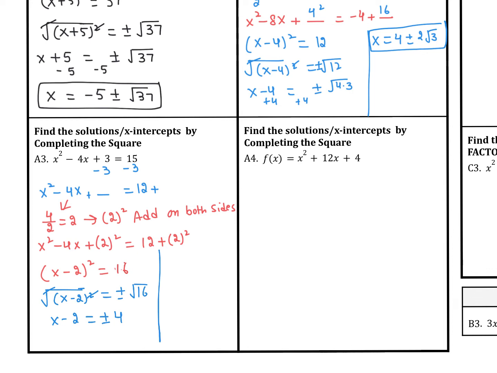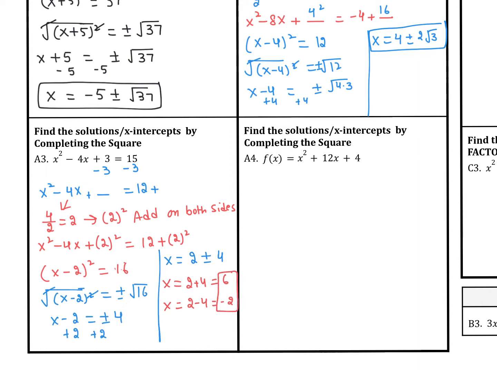So what you have here is plus 2 on both sides. x equals 2 plus or minus 4. It means that you have two equations from here. One is x equals 2 plus 4 equals 6. The other one is x equals 2 minus 4, and that's negative 2. So the two answers are 6 and negative 2.